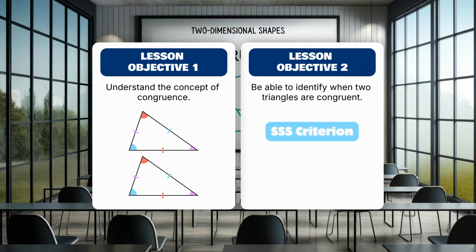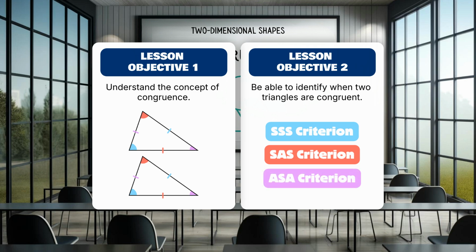First, the side-side-side criterion, which states that all three sides of one triangle are equal to all three sides of another triangle. Second, the side-angle-side criterion, which states that two sides and the angle between them in one triangle are equal to the corresponding parts in another triangle. And finally, the angle-side-angle criterion, which states that two angles and the side between them in one triangle are equal to the corresponding parts in another triangle. By understanding and applying these congruence criteria, we can recognize patterns and simplify complex problems.